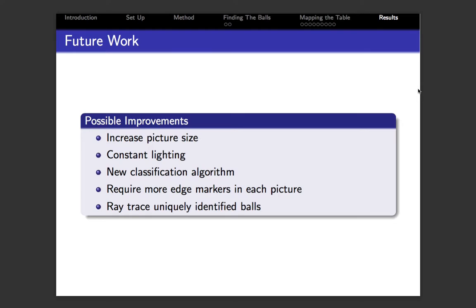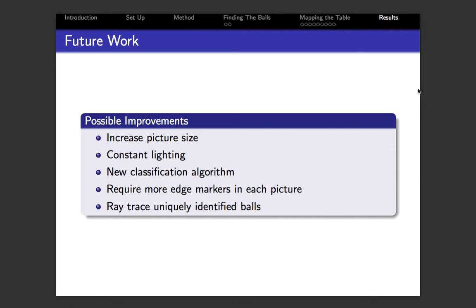I was using a really poorly lit pool table. It was the only one I had, but I also thought it would be pretty realistic, being able to use this algorithm on any pool table that you come across. You're not going to have control of the lighting all the time. The classification algorithm, as I've said before, is not very accurate, so we could just throw out the standard deviation method and try a completely new method.